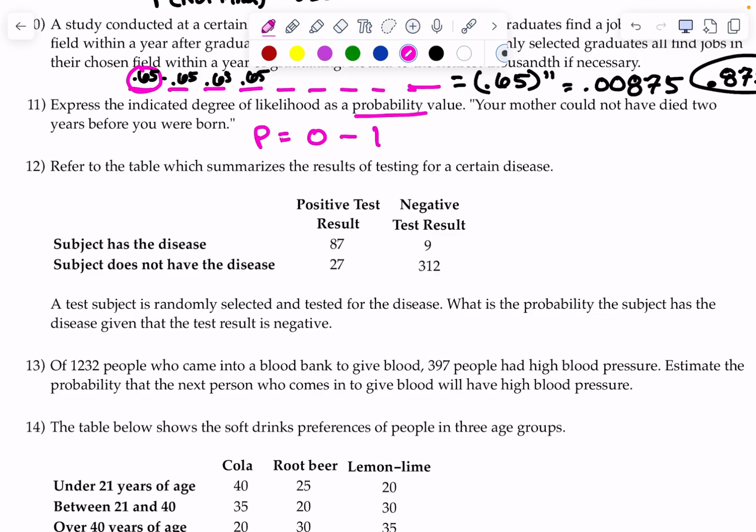Probabilities can't be negatives, and can't be numbers higher than 1. Your mother could not have died 2 years before you were born. If we're talking about the probability of your mother dying 2 years before you were born, what is that probability? 0, right? She can't die 2 years before you were born because then you wouldn't be born, correct?